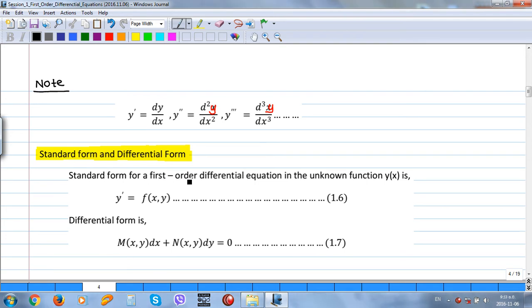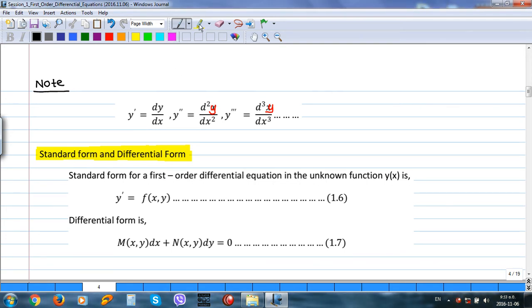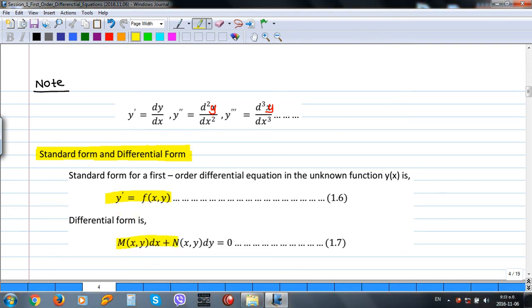Then we look at the standard form of a differential equation. The standard form of a first order differential equation, with unknown function y(x), we can write as y dash equals f(x, y). That is the standard form, and the differential form of that equation is M(x, y) dx plus N(x, y) dy. This is the standard form, and this is the differential form.